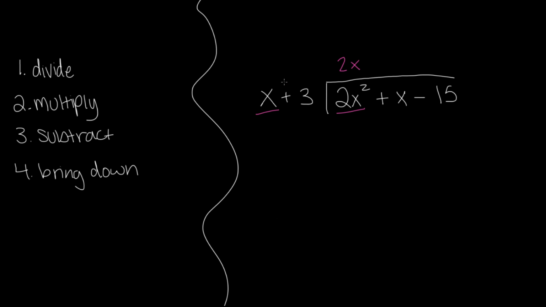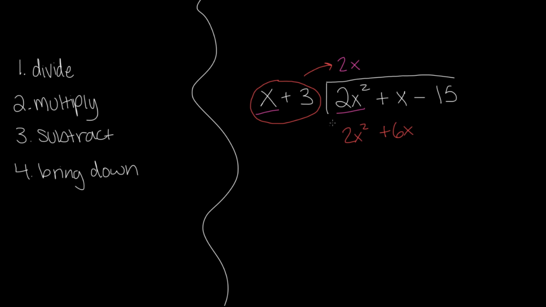Next, we multiply. And remember, we multiply the entire thing by whatever we just got. So 2x times x plus 3 is going to be 2x times x, which is 2x squared. And then 2x times 3, which is going to be 6x.